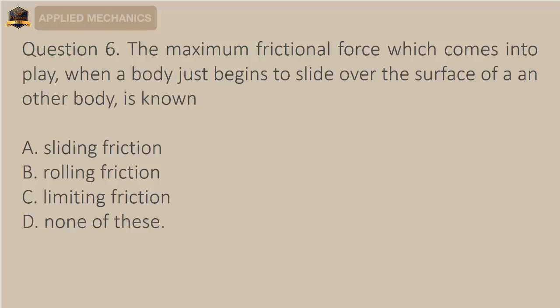Question 6. The maximum frictional force which comes into play, when a body just begins to slide over the surface of another body, is known as A. Sliding friction, B. Rolling friction, C. Limiting friction, D. None of these. The correct answer is option C, limiting friction.